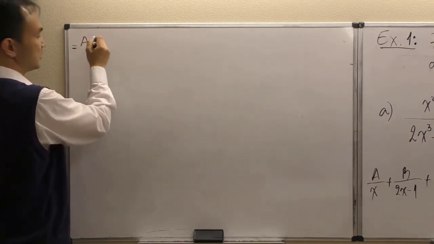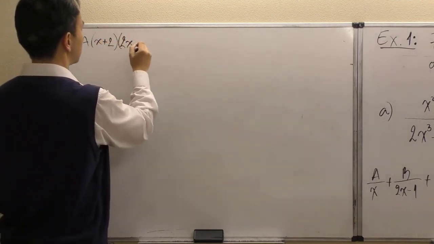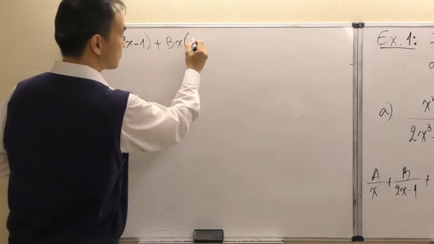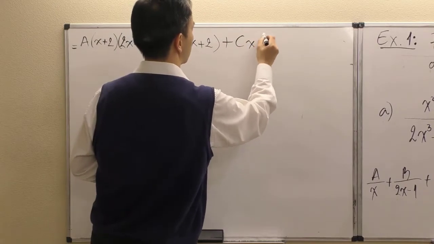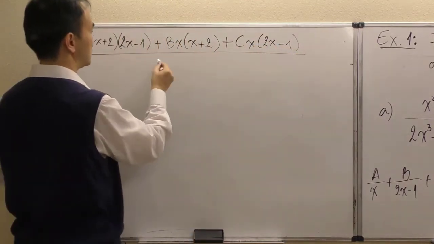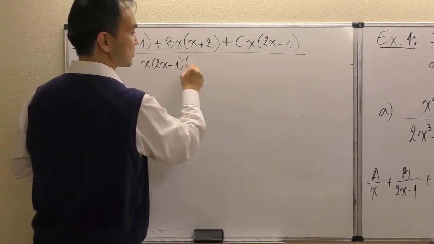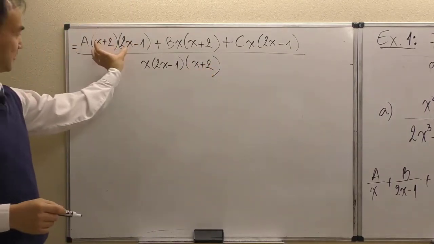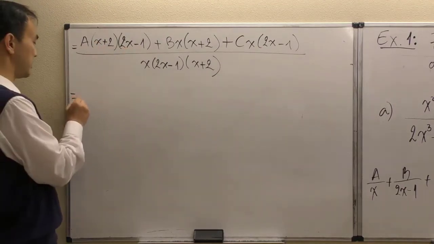This is a times (x plus 2) times (2x minus 1), plus b times (x plus 2), plus c times x times (2x minus 1). And all of that is over x times (2x minus 1) times (x plus 2). So now one by one, see there's the first factor right here with the a term. Well, let's multiply it out.